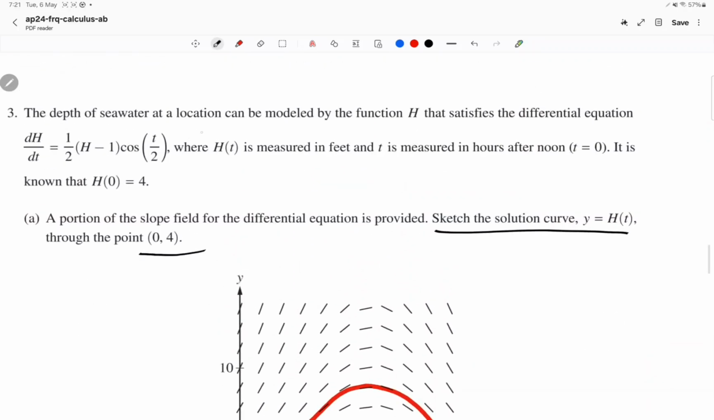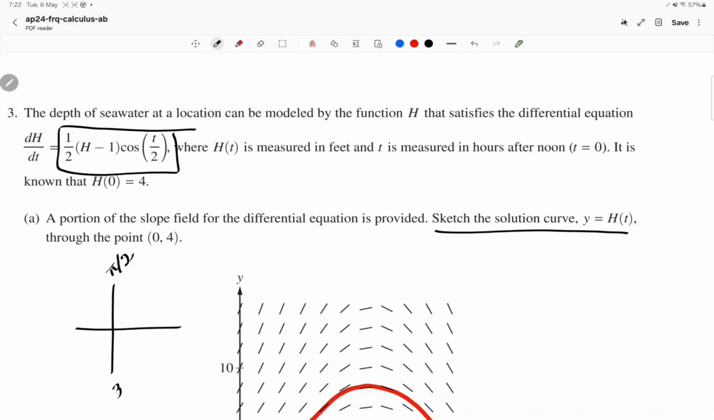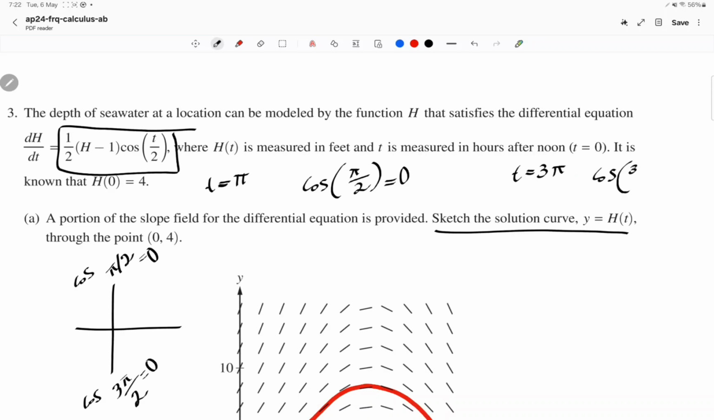Now if you look back here, you should know from the unit circle that when x is pi over 2 or 3 pi over 2, then the cosine of these two is going to be 0. So if I pick my time to be pi, my cosine of pi over 2 will be 0. And if I pick my time to be 3 pi, my cosine of 3 pi over 2 will be 0. But here's the catch.